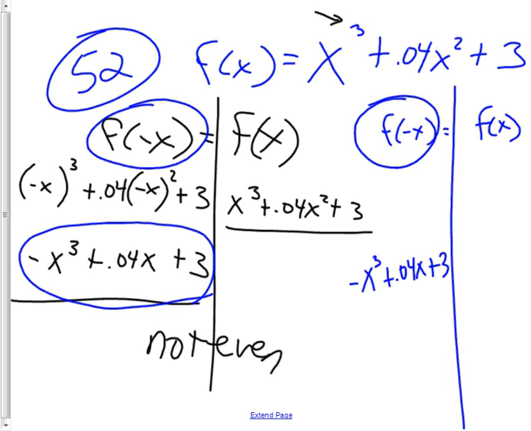And I'm going to put it over here and say negative x to the third plus 0.04x plus 3. But oh, wait a minute. I screwed up my odd rule, didn't I? Sorry. My odd rule has a negative right there. There should be 2 negatives in the odd rule. Sorry about that. That hadn't affected me yet, but I'm about to do it.